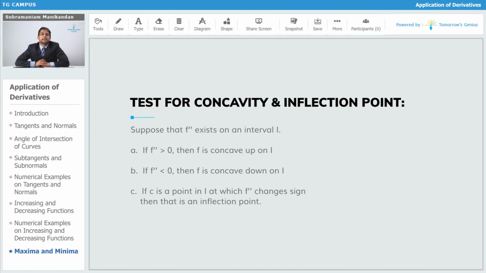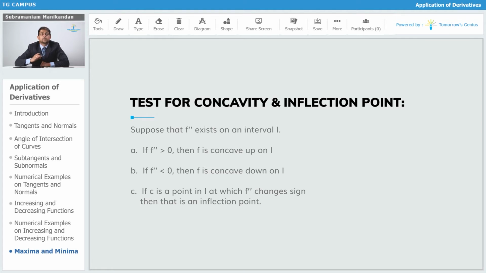Suppose that the second derivative of a function exists on a particular interval I. First condition: if the second derivative value is greater than 0, then f is concave up on that interval. That is, if the value of the second derivative for all the values of x on that interval is positive, then the function is concave up.